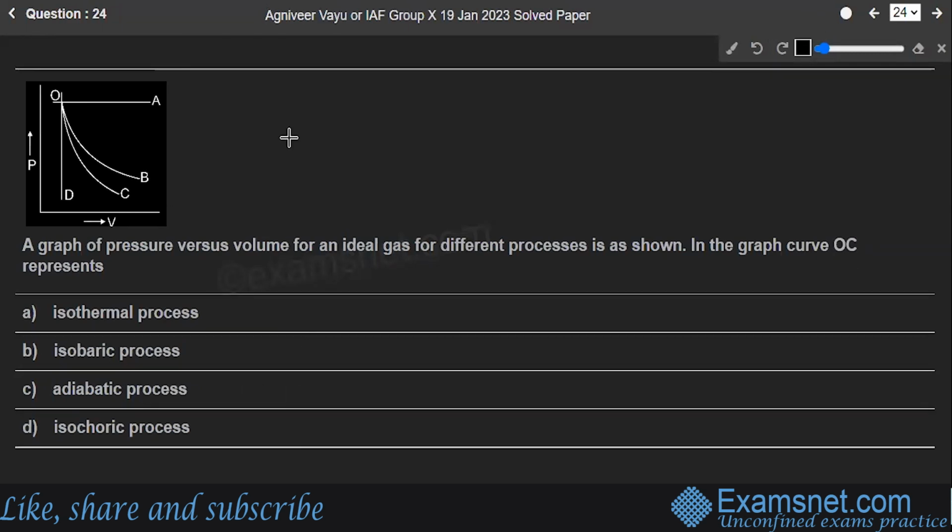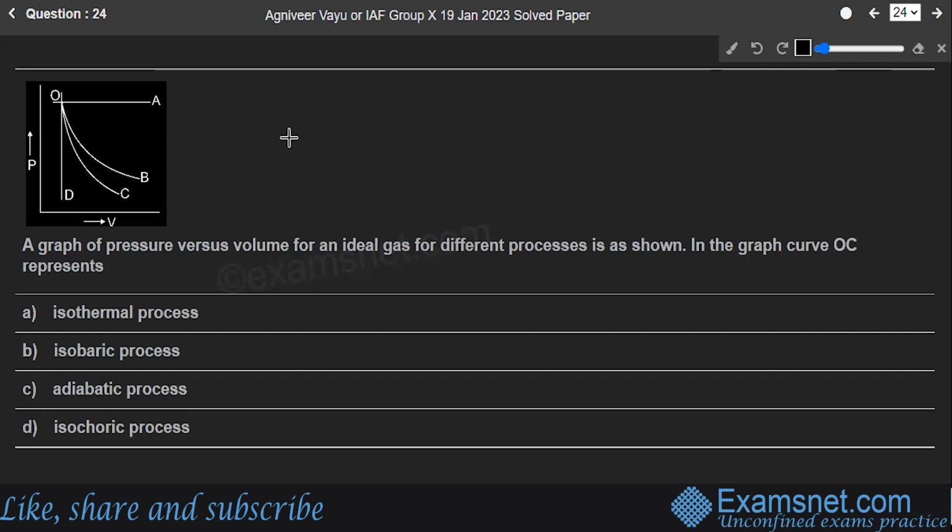Question number 24. This is a graph given to you, and it says a graph of pressure versus volume for an ideal gas for different processes is shown. In the graph, curve OC represents what? All right. The options are given to you. First of all, let's discuss those options.